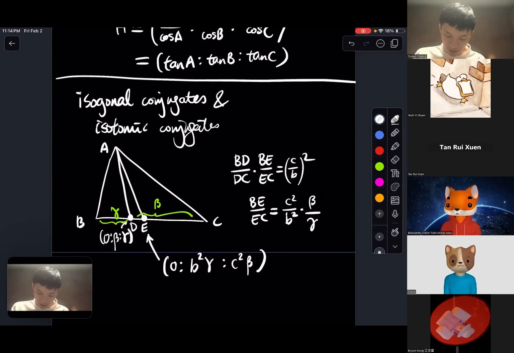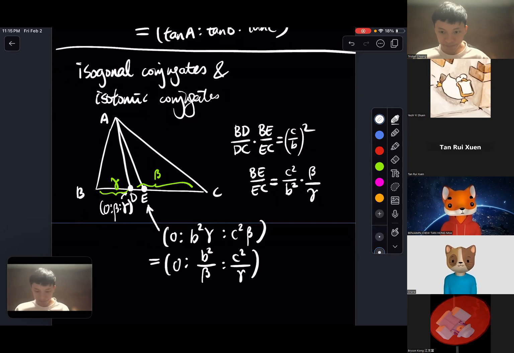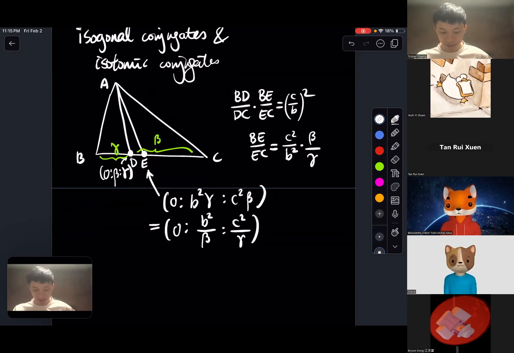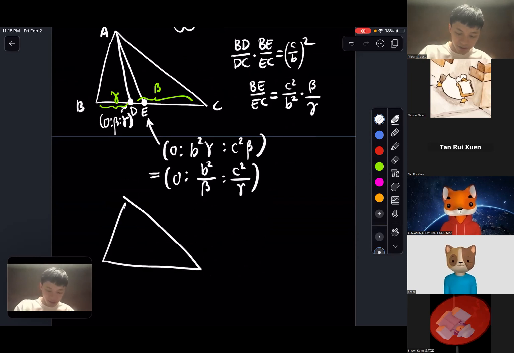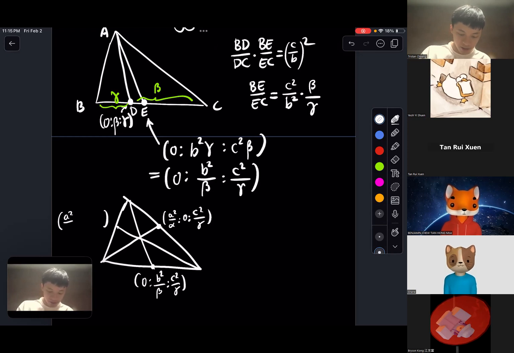Yes. So now, let's write this in a more symmetric way. I'm going to divide by beta gamma. So B squared over beta, C squared over gamma. And now we're kind of done again, because remember, if we have the three projections and they satisfy that relationship, this is B squared over beta, C squared over gamma. Similarly, this one would be A squared over alpha, 0, C squared over gamma. This one would be A squared over alpha, B squared over beta, 0.